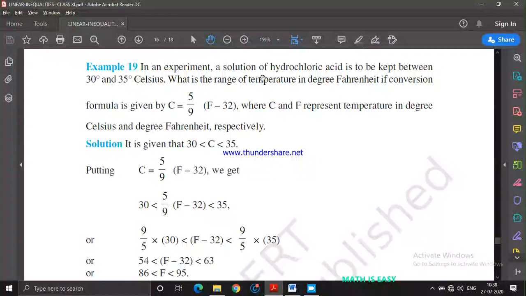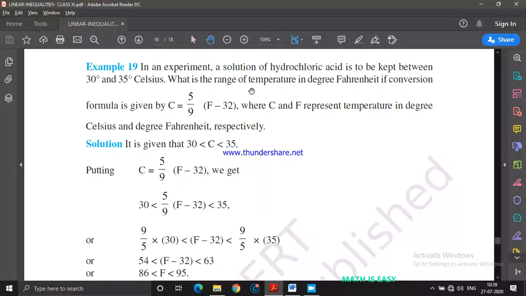Next you have: an experimental solution of hydrochloric acid is to be kept between 30 to 35 degrees Celsius. What is the range of the temperature in degrees Fahrenheit if the conversion formula is given by C equals 5 by 9 into F minus 32? This is the relation between Celsius and Fahrenheit. If you know one, you can convert into the other. C and F represent temperature in degrees Celsius and degrees Fahrenheit respectively. So what is given? The solution of hydrochloric acid has to be kept between 30 to 35 degrees. So the C value lies between 30 and 35 degrees.